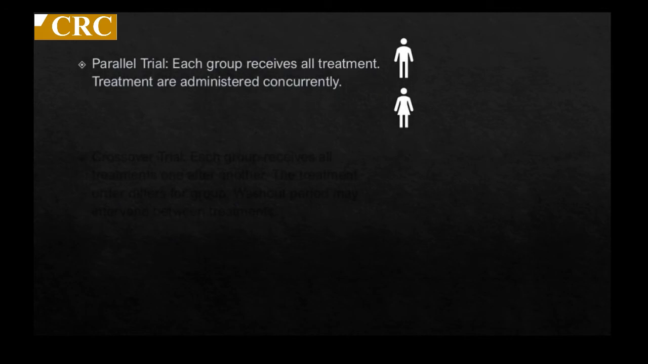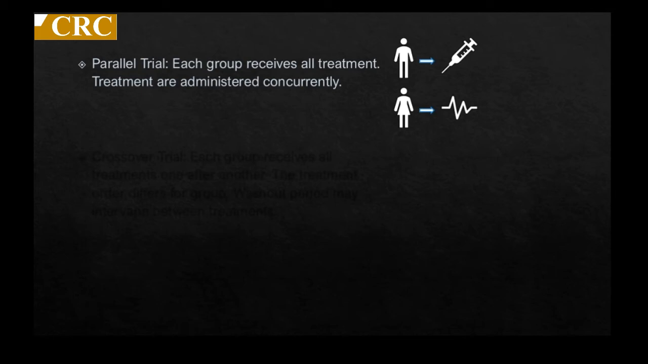Parallel trials. In parallel trials, each group receives a treatment. Treatment is administered concurrently. The treatment and comparison groups consist of entirely different populations, but the treatments will be administered during the same general time frame.